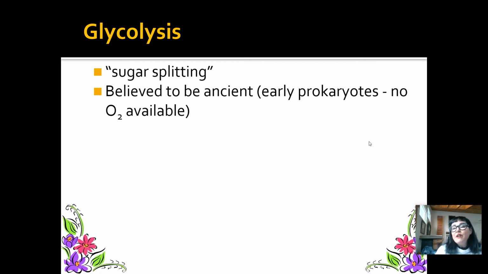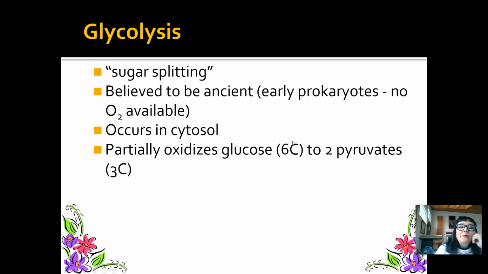Additionally, it does occur in prokaryotes. There is no mitochondria. If you remember endosymbiosis theory, it's believed that mitochondria formed from these early prokaryotes that had a membrane inside, like a cristae. So this is why it's believed to be a very old process. They call it a metabolic heirloom. Again, it occurs in the cytoplasm, and it partially breaks down glucose into 2-pyruvic acid, which are 3 carbon molecules. So it's basically splitting that 6 carbon glucose in half.